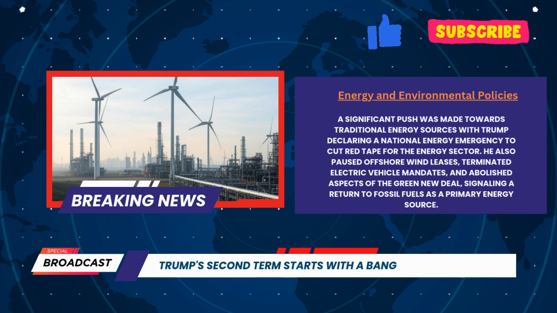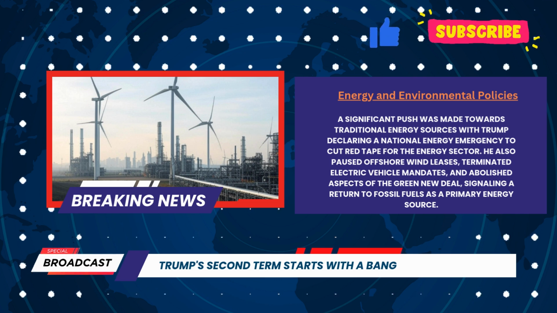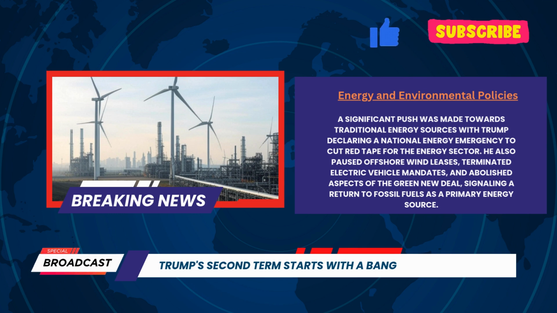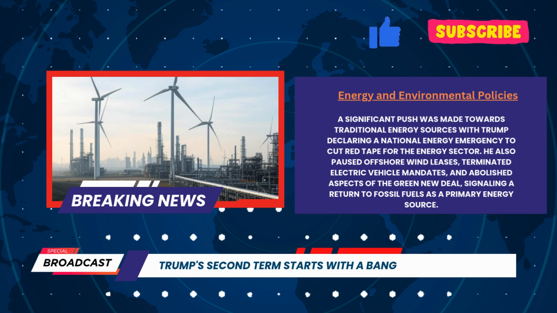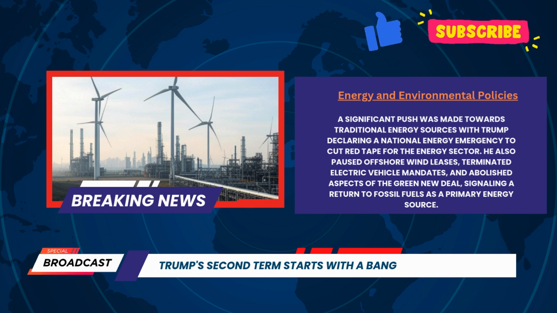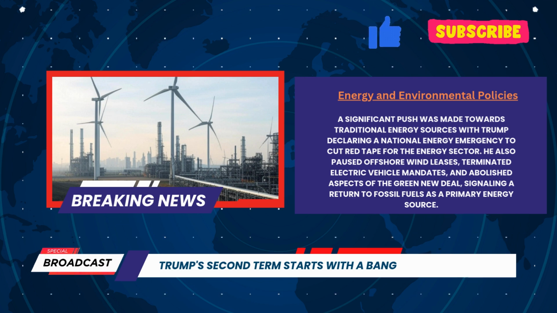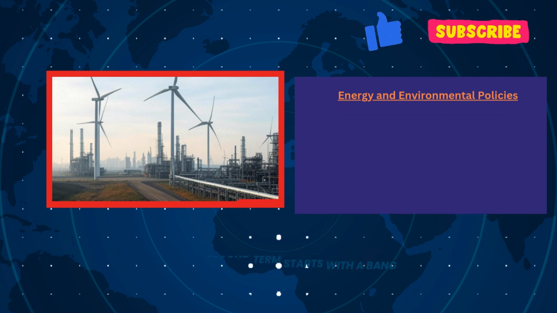A significant push was made towards traditional energy sources, with Trump declaring a national energy emergency to cut red tape for the energy sector. He also paused offshore wind leases, terminated electric vehicle mandates, and abolished aspects of the Green New Deal, signaling a return to fossil fuels as a primary energy source.